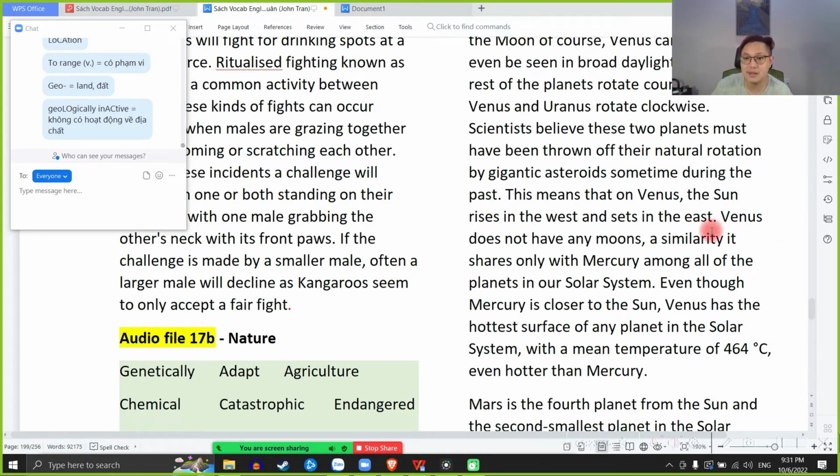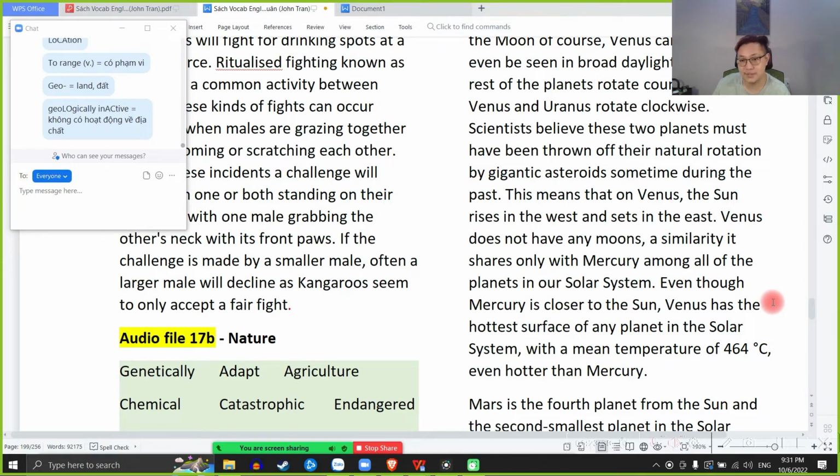Similarity. Similarity is shared. It shares only with Mercury among all of the planets in our solar system.